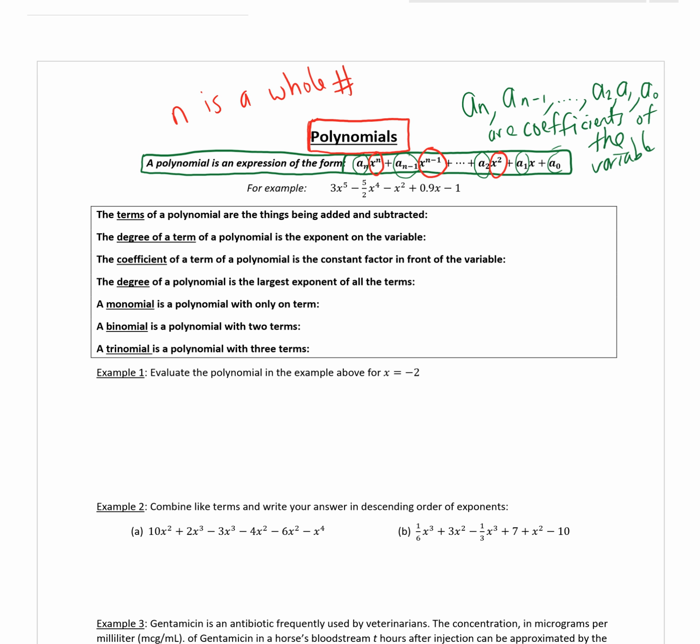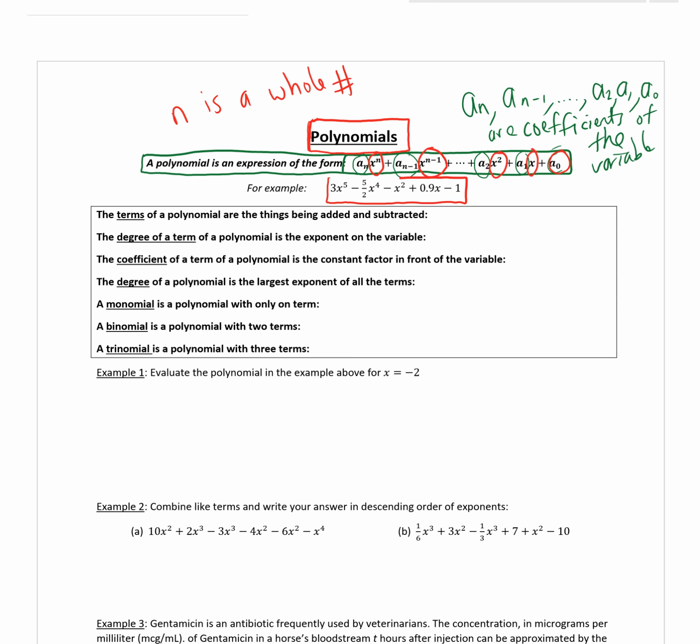Then you have your smaller powers here, x squared, whatever. The next one's x, which you can think of as x to the 1. And the very last term, a sub 0, doesn't have any x's, so that'll be the constant term of the polynomial. I know that looks confusing, but it makes a lot more sense when you see a concrete example.